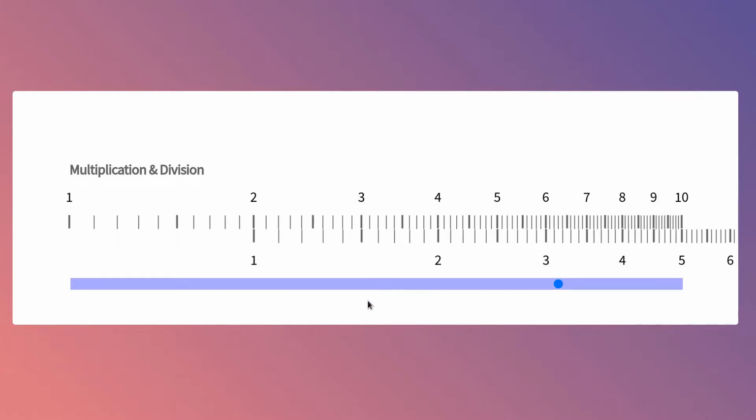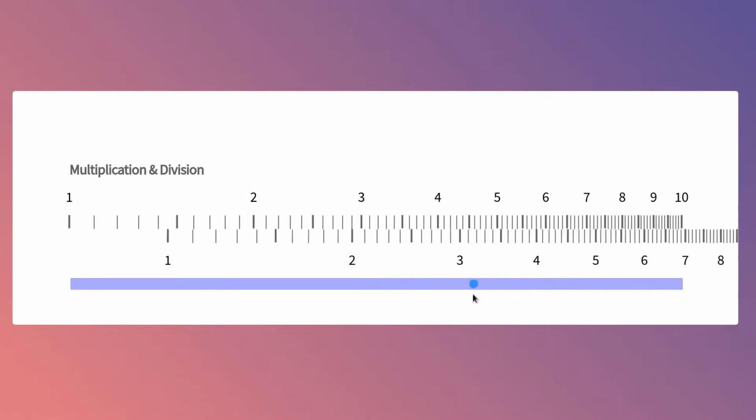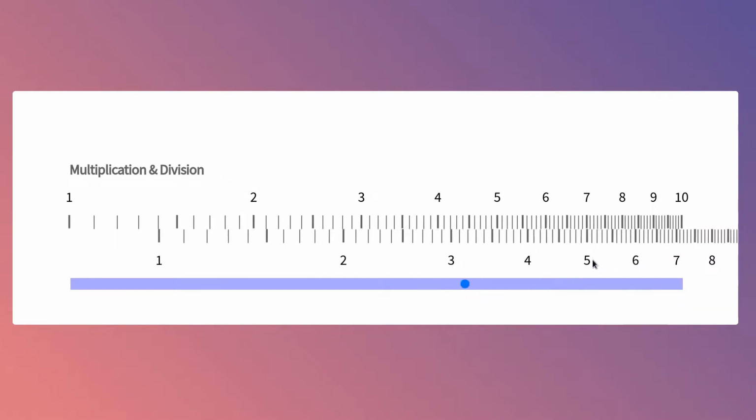Division is the same process but carried out in reverse. For example, to divide 7 by 5, first align 7 on the top rule with 5 on the bottom rule. We then go back to the index of the bottom rule, 1, and the number it aligns with on the top rule is the answer, in this case 1.4.